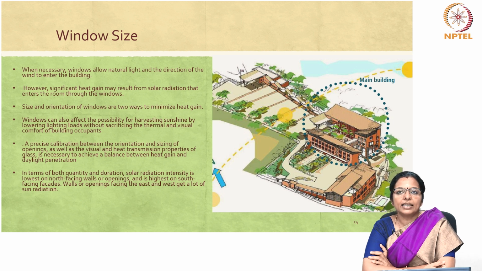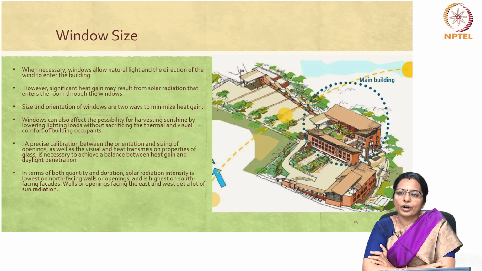However, significant heat gain may result from solar radiation that enters the room through the windows. Size and orientation of windows are two ways to minimize heat gain. Windows can also affect the possibility for harnessing sunshine by lowering lighting loads without sacrificing the thermal and visual comfort of building occupants. A precise calibration between the orientation and sizing of openings as well as the visual and heat transmission properties of glass is necessary to achieve a balance between heat gain and daylight penetration.